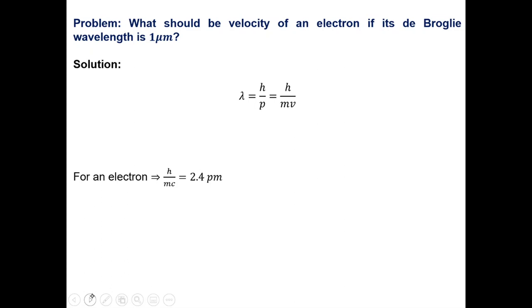Okay, so now let's switch gears and talk about the de Broglie hypothesis and what we can derive out of it. The question here is: what should be the velocity of an electron if its de Broglie wavelength is 1 micrometer? The de Broglie wavelength is nothing but the wavelength associated with the particle.